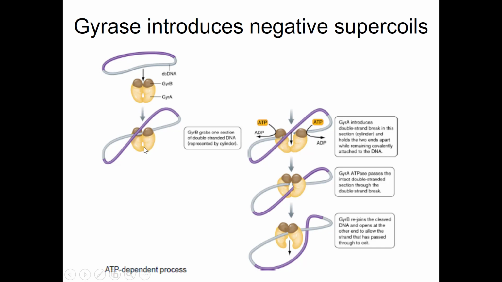GyrB is going to grab one section of the double-stranded DNA. GyrA is then going to induce that break by cleaving both strands of the DNA molecule. It's going to hold the two ends apart while passing, you can see here, this dark purple strand from on top to below. Remember, it's using the power of ATP hydrolysis to power all of this. It's going to reseal them once it's passed that strand through it, removing these supercoils two at a time.